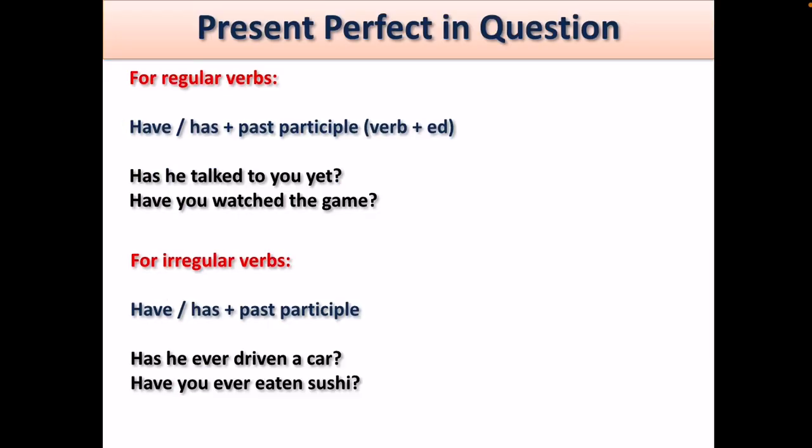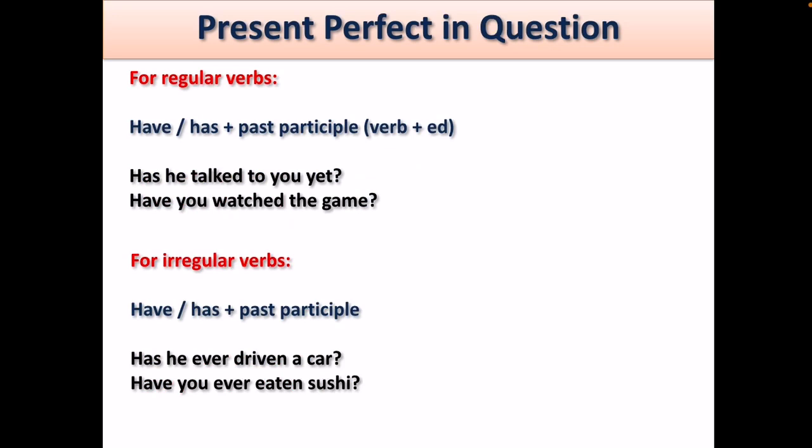Now, present perfect in questions. Let's see how we can make a question from the present perfect tense. For example, we're going to reverse the position of have and has and put it at the beginning. For example, have or has, and then I'm going to add the subject, of course, and then the past participle form. Has she talked to you yet? As you can see, we have has, and then the subject, and then the past participle.